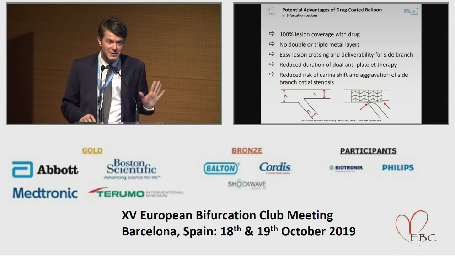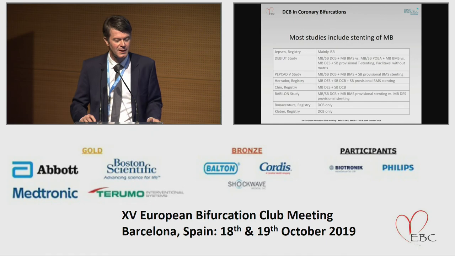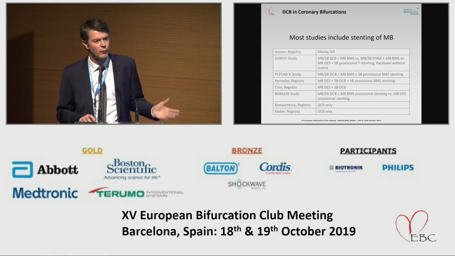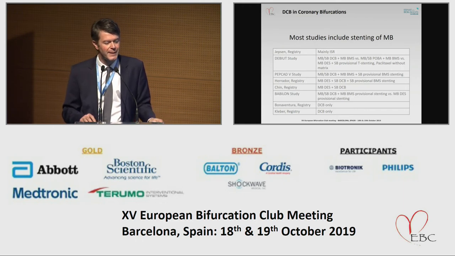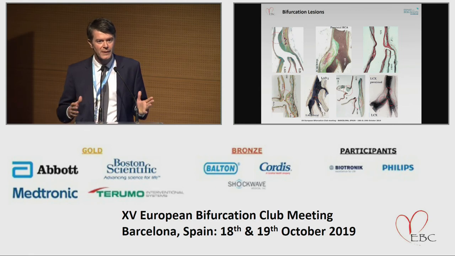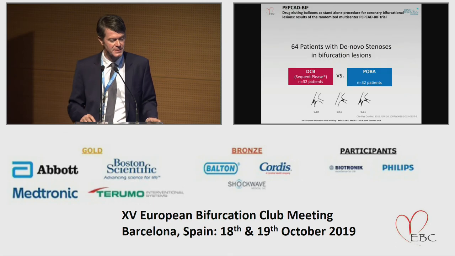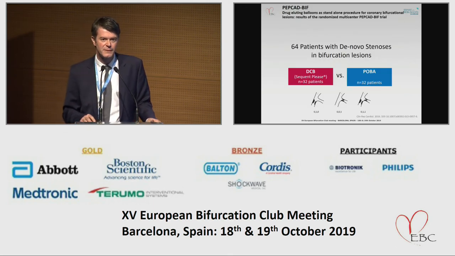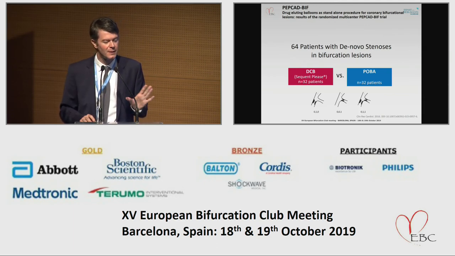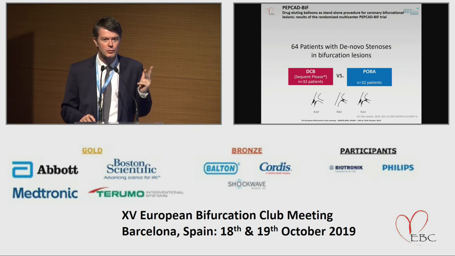So multiple potential advantages. But as mentioned before in the talks, most studies that we presented today so far include the stenting of the main branch. And for good reasons, we have a huge variation of technical and anatomical variations. We have the already mentioned PEPCAT-BIF trial. They included 64 patients with de novo lesions and bifurcation lesions and compared the DCB versus the POBA, and only in three different types of bifurcation lesions.